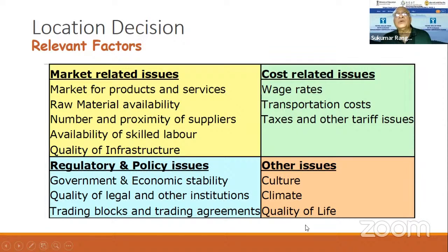Cost-related issues: wage rates, transportation costs, taxes, and other tariff issues. Wage rates: of course, today we have minimum wages across the country. No organization can employ people below the minimum wage. But more than that, what is the wage prevalent in that particular area? That's what people see. And what is the surplus manpower available?